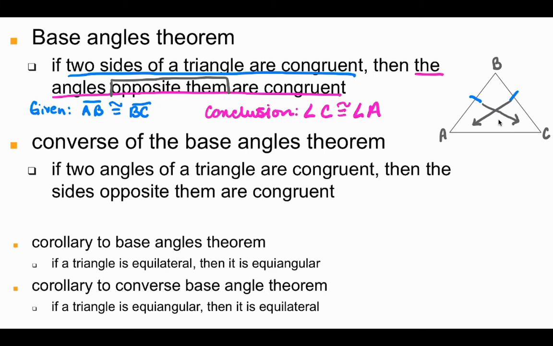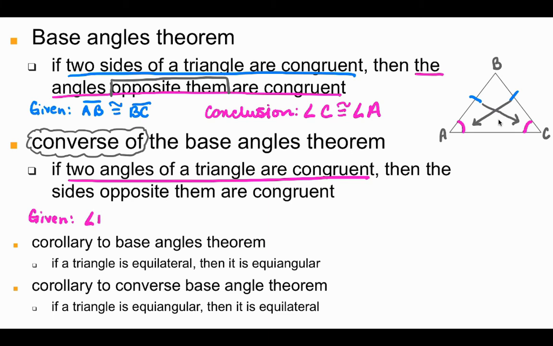So our next theorem is the converse of our base angles theorem. And remember, converse just switches the order. So this time we're going to begin with the two angles of the triangle congruent. So we're going to begin with the congruent angles. So you will be given or shown angle A congruent to angle C. And our conclusion is that the sides opposite them are congruent.